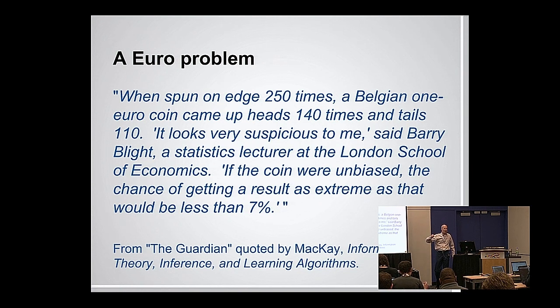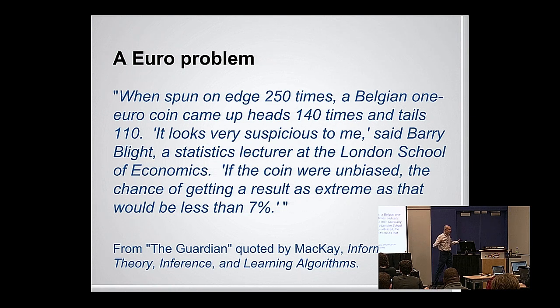When the euro coins were first being introduced, the Belgian euro coin for some reason attracted attention because somebody did this experiment, if you spin it on edge and wait for it to fall over, it seemed like it was falling with the head side up more often than 50-50. So somebody with too much time on their hands spun it 250 times, came up 140 heads, 110 tails. They went to a statistician who computed a p-value. If you are familiar with p-values, he said the chance of seeing an outcome as lopsided as that, if the coin is actually fair, is quite small. It's about 7%. So classical statistics would tell you that this seems like a suspicious outcome.